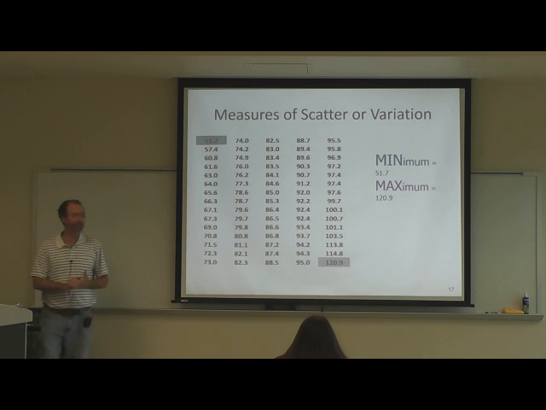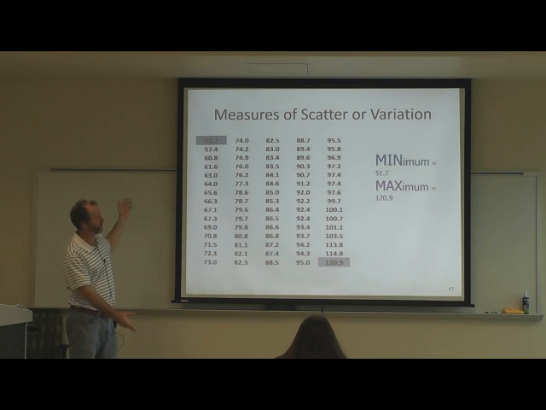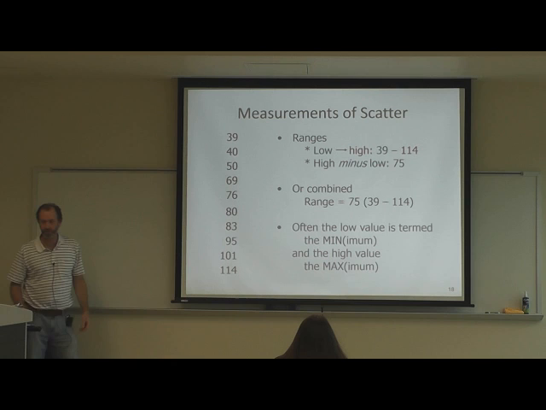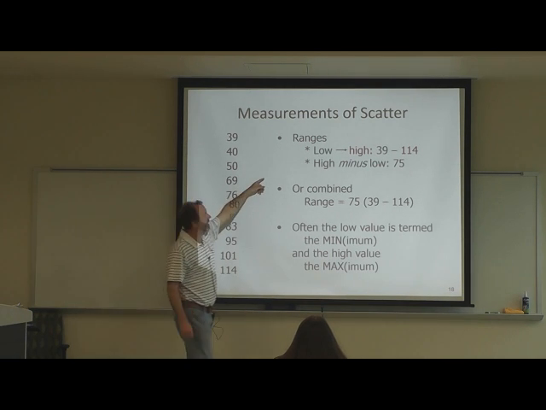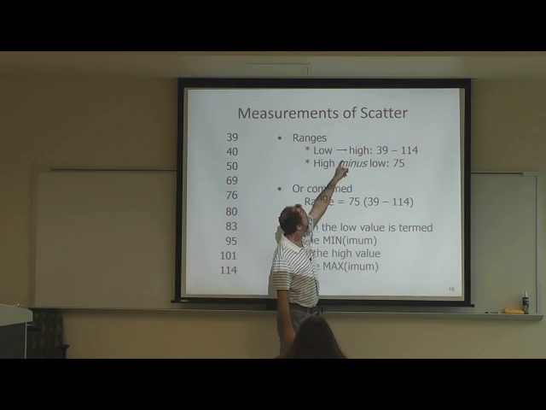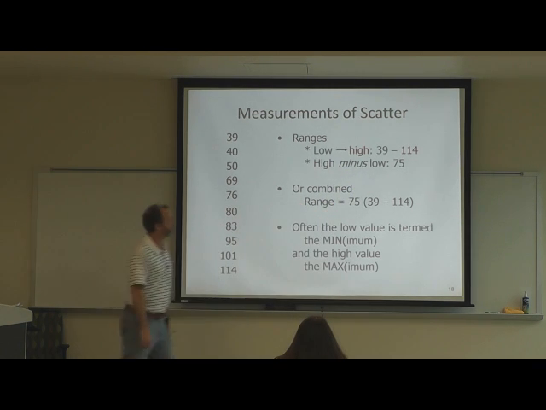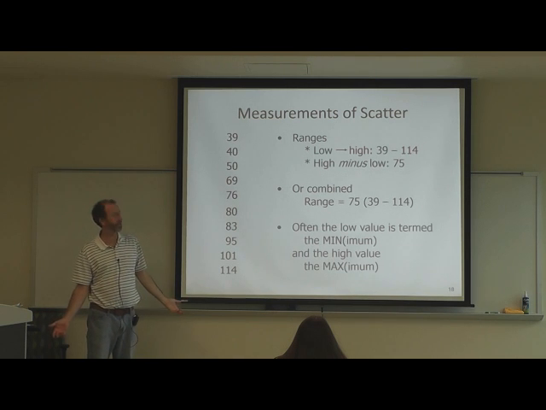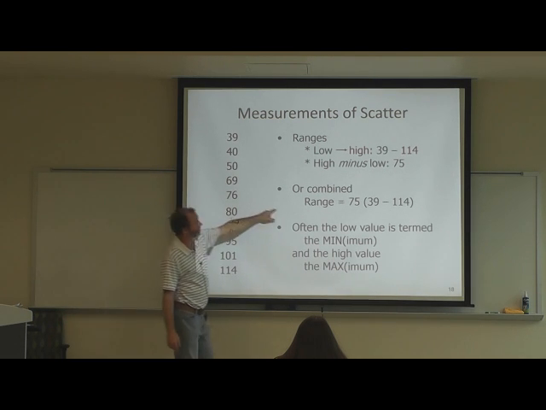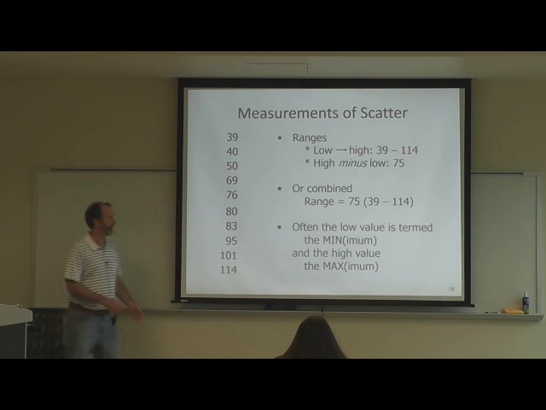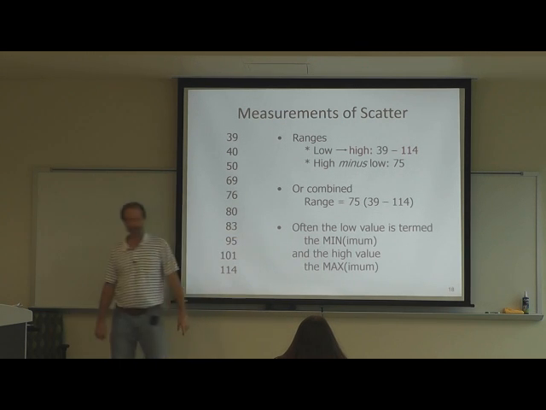Now measures of scatter. We have the minimum and the maximum in this set. One measure of scatter is the range, which is your high subtracted from your low. In this data set, our range is 104 minus 39, so 75. Or you can combine them like this, range 75, and have the whole range outlined there. You already know the low term is the minimum, and the high term is the maximum.